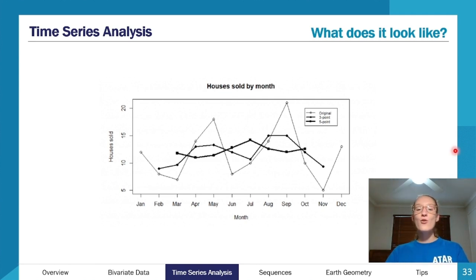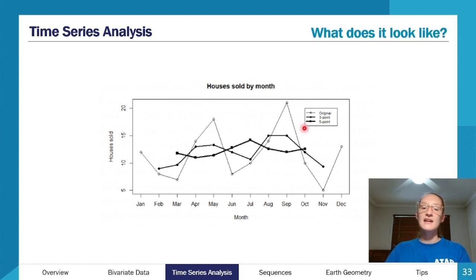But once we have all of our values, we can plot our smoothed value on our time series plot as well. That's super helpful because it makes it really clear if there is a trend or a pattern or a relationship that it has uncovered.